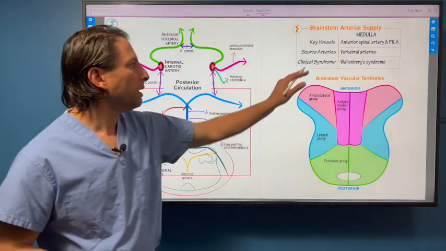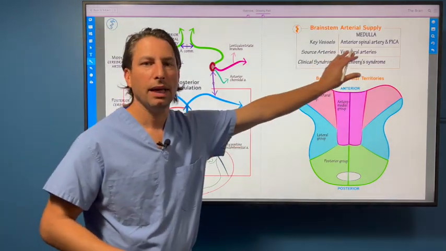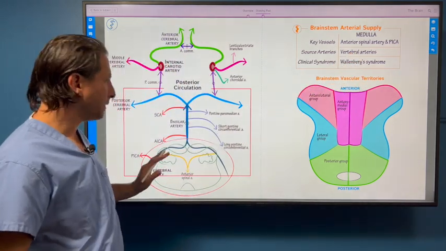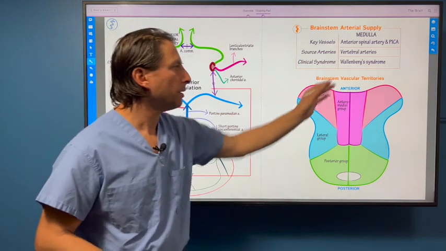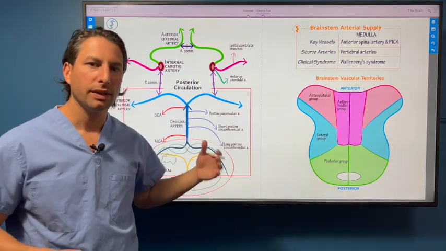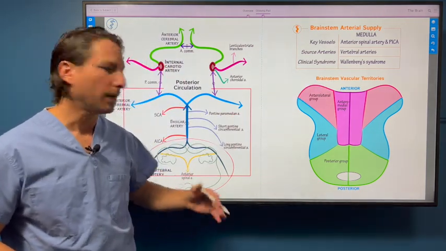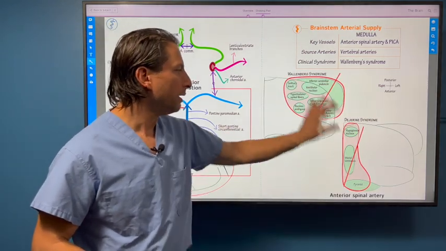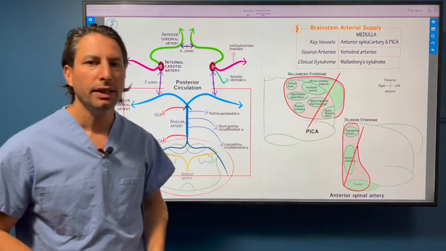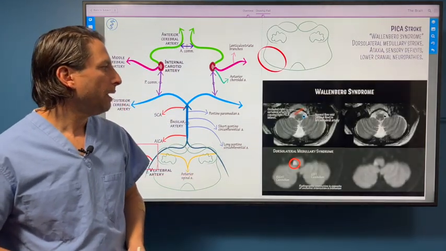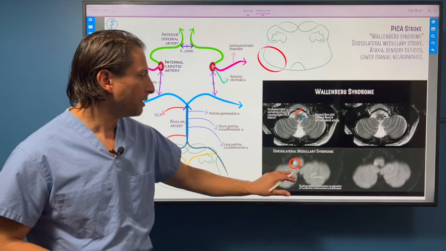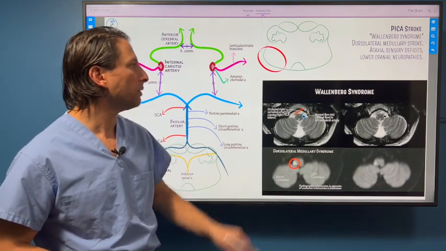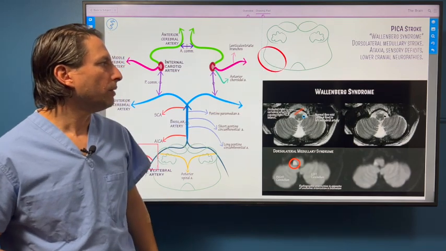And then this is the medulla here. Key vessels, again, we said were the anterior spinal artery and the PICA. Source arteries here are the vertebral artery. Clinical syndrome, which we mentioned earlier: for instance, vertebral artery dissection can cause a branch occlusion of the PICA, which causes Wallenberg syndrome. And again, we covered this syndrome itself in the brainstem section. This is the example of Wallenberg syndrome here, also known as dorsolateral medullary syndrome. This is the area of the medulla that's affected.